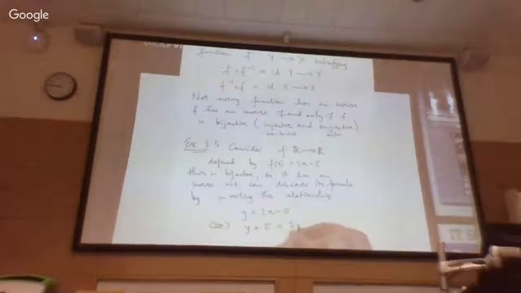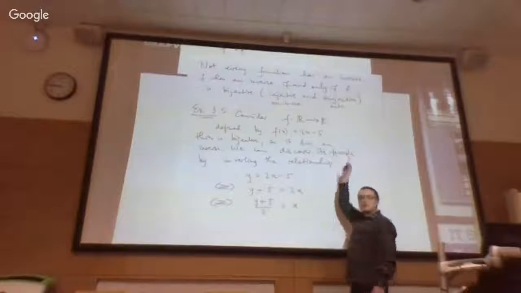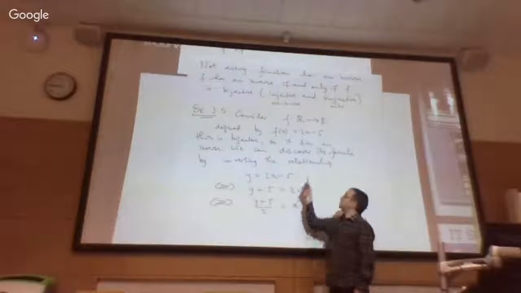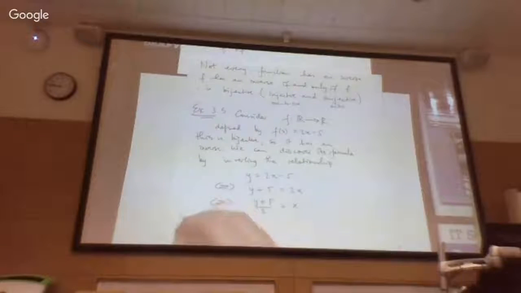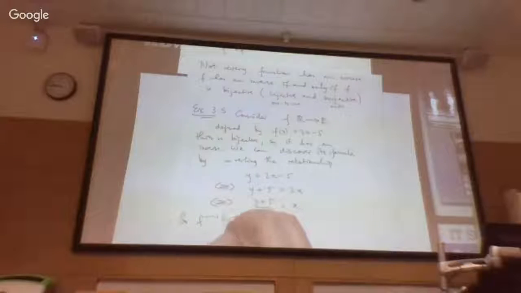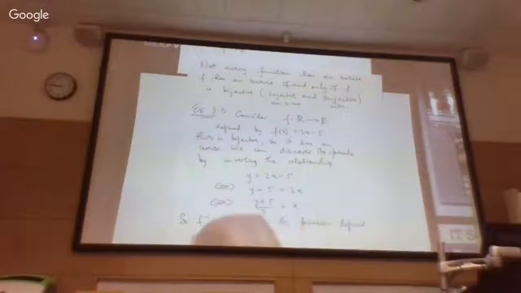So you add 5 to both sides, and then you divide both sides by 2. So if somebody gives you a y, an element in the codomain R over there, this is how you get the corresponding x in the domain. It's y plus 5 over 2. So f inverse from R to R is the function defined by f inverse of y equals y plus 5 over 2.